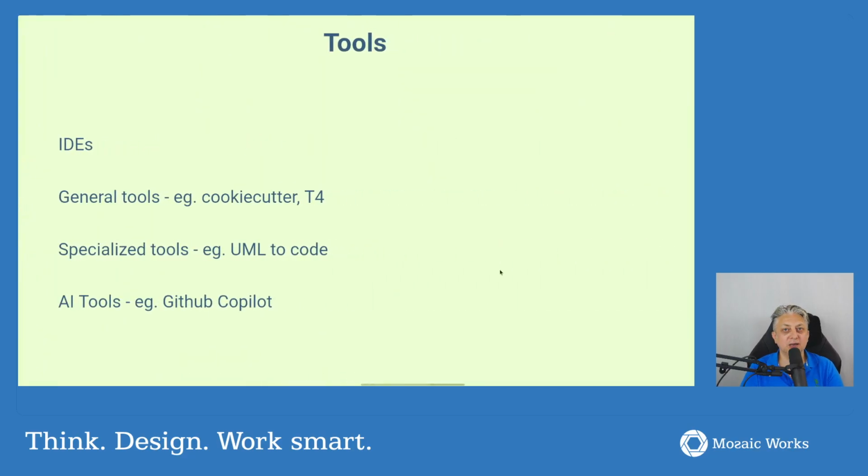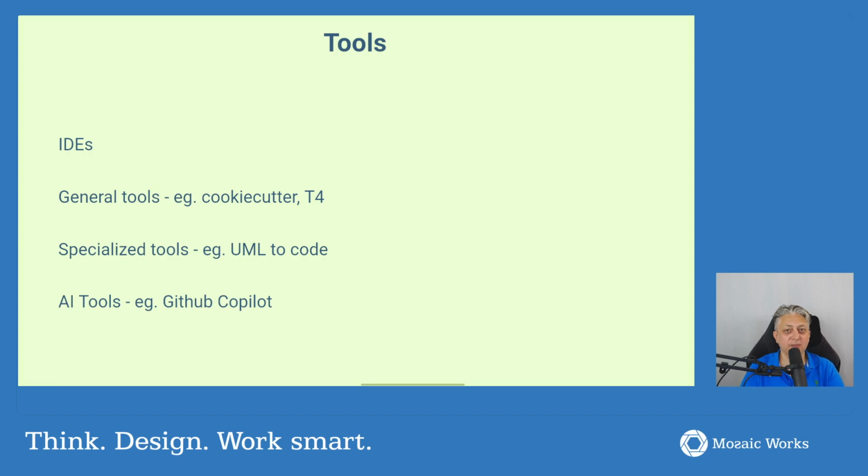Let's talk a little bit about tools. There are a few tools you can use for code generation. First of all, the most commonly used one is IDEs. I think everybody has used IDEs. Another one that I mentioned, specialized tools, the ones that take, for example, UML diagrams, or any other kind of initial template and generate projects for you.